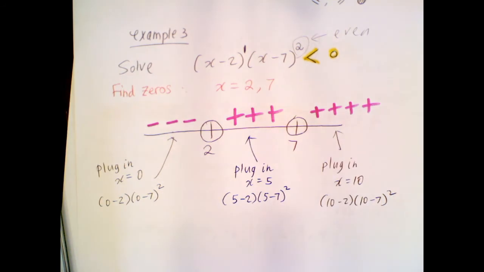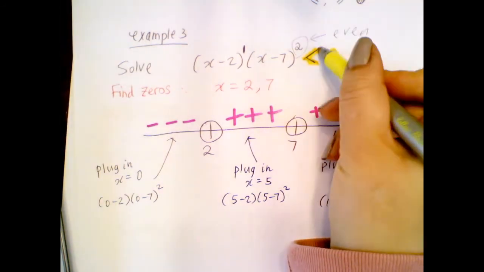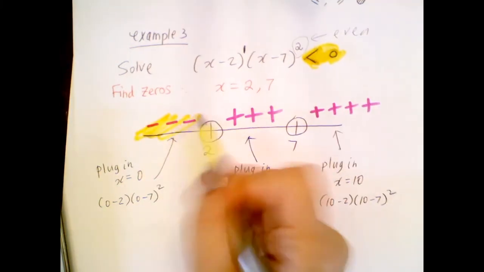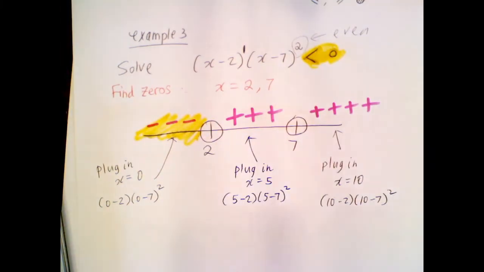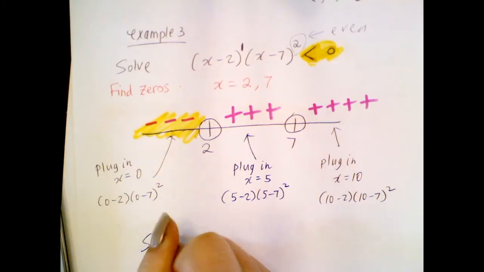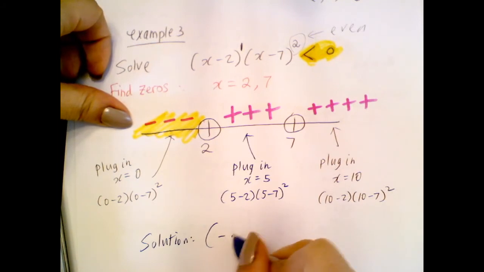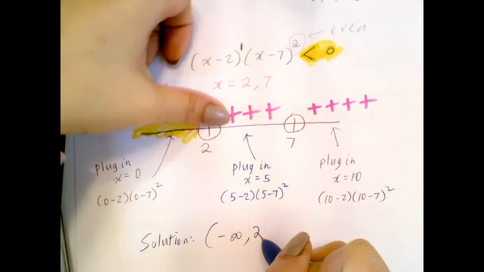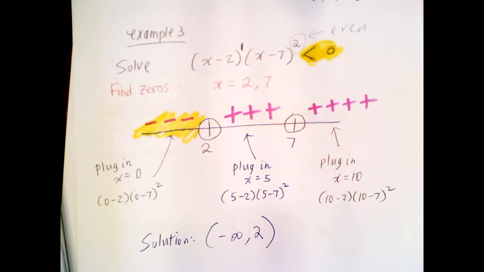Alright, so let's find the solution. We're looking for the area that is smaller than 0. Smaller than 0 means we need the negative. Okay, so let's write that solution. We just have one interval. From negative infinity to the number 2. And then it's an open circle, right? Use a parenthesis. So that is the answer for example 3.